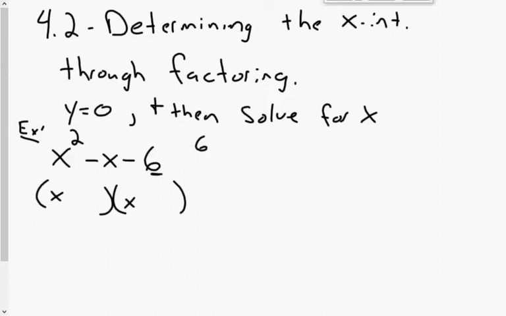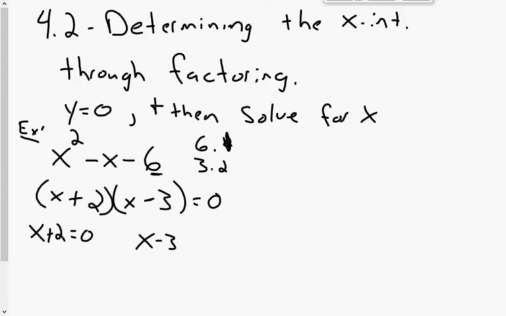All factors of 6 are 6 times 1, 2 times 3. 3 times 2 will give me 6. Now to make that negative 1, negative 3 plus 2. Now remember, I'm actually solving for the x-intercepts here, so this is supposed to be equal to 0. So to solve each one, I split each bracket, make them both equal to 0. So I have x plus 2 equals 0, x minus 3 equals 0. Then I just solve. x equals negative 2, x equals positive 3.